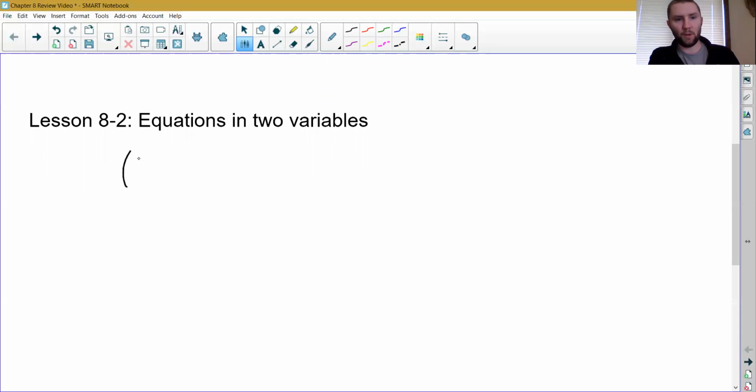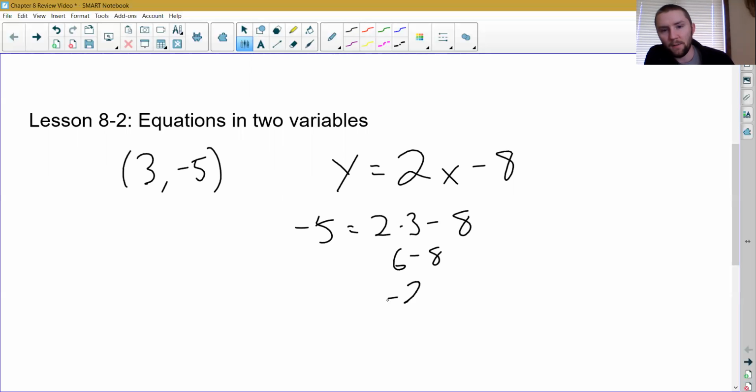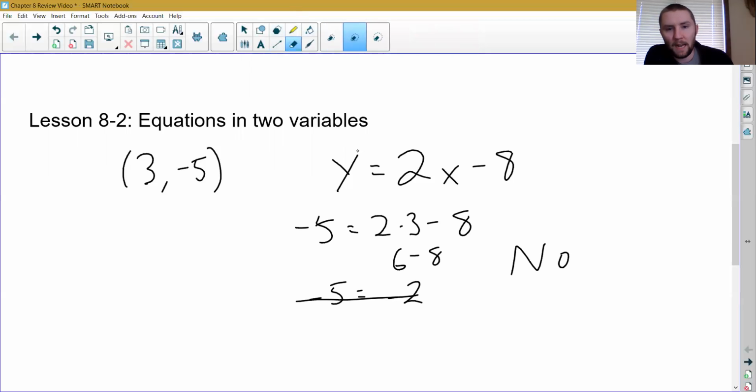The first thing that we did in this section was take coordinate points like (3, -5), for example, and check to see if it was a solution to this equation. We would plug the value of x and the value of y in, do the math on both sides and see if it works out. So in this case, it would say -5 is equal to 2 times 3 minus 8. 2 times 3 is 6. 6 minus 8 is -2. -2, last time I checked, is not the same as -5. So we would say no, this particular point is not a solution to this equation. That was the first thing that we did in section 8.2: take a coordinate point, plug it in, and see if it is actually a solution to the equation you're given.